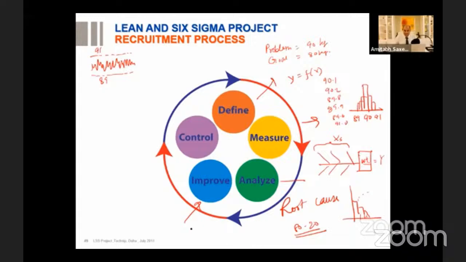And then I acted on those. I did some improvements, changed my routine. And after that, I was able to reduce my weight to 80 kgs.